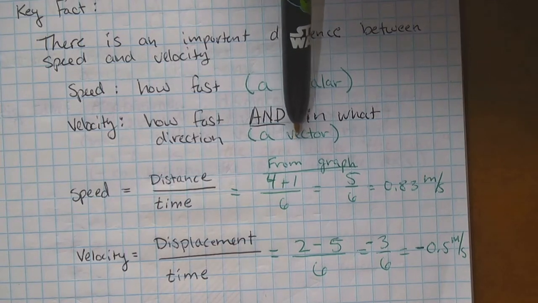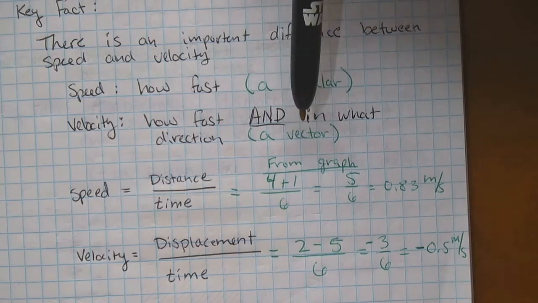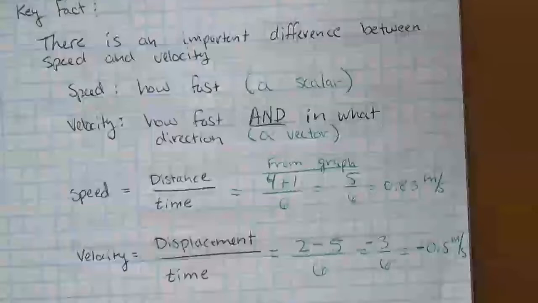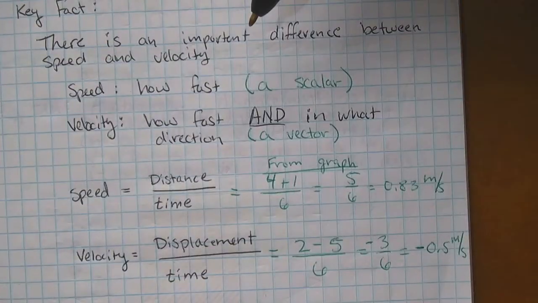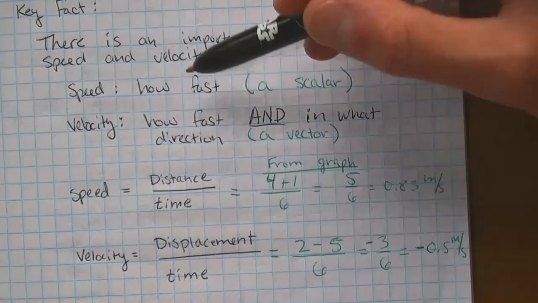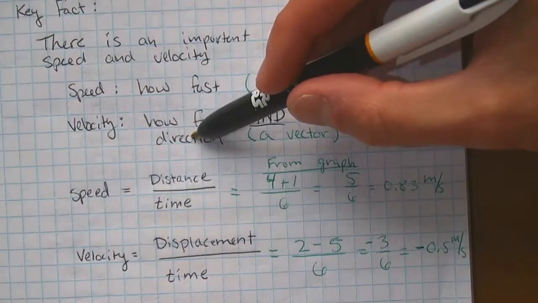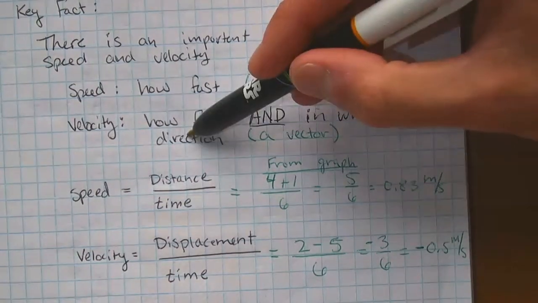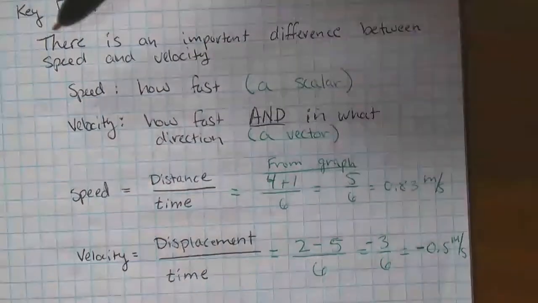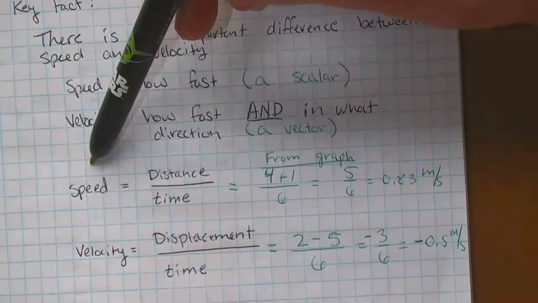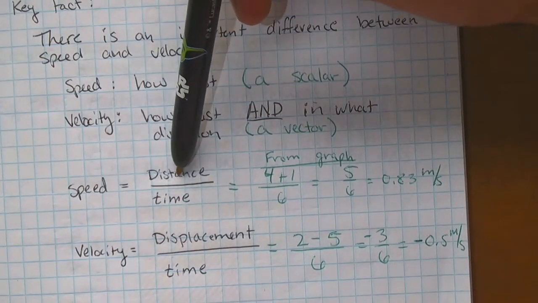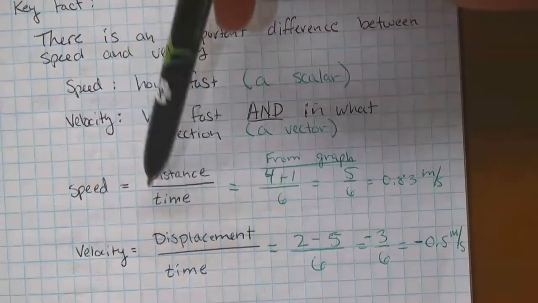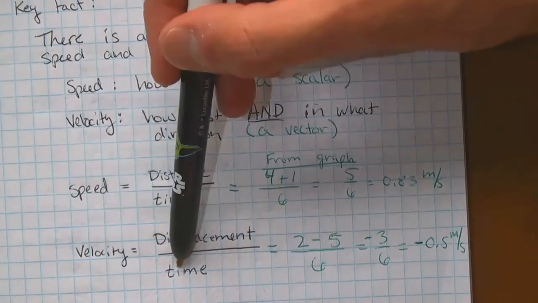Remember back to when we talked about position, we usually think about things as being on a number line. So positive direction would usually be going to the right, negative direction would be going to the left. But direction can also be described as up, down, right, left. So, how fast and in what direction. Algebraically, when we go to find speed, you would look for the distance that the object traveled over the time, and for velocity, it's displacement over time.